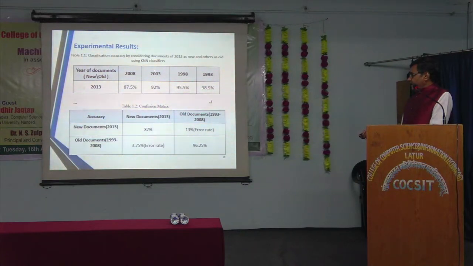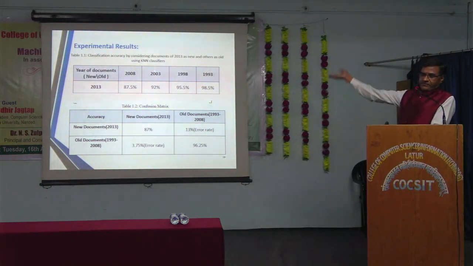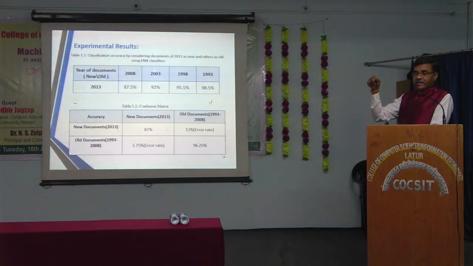So here 87% of the documents which were printed in 2013 are classified as new. It means 13% misclassification is there. For the documents which were printed in 2013, the machine has to tell that all of these were printed in 2013. However, some of those documents are classified as old by the machine because they are blurred and have a lot of noise. That is the reason for the 13% error.